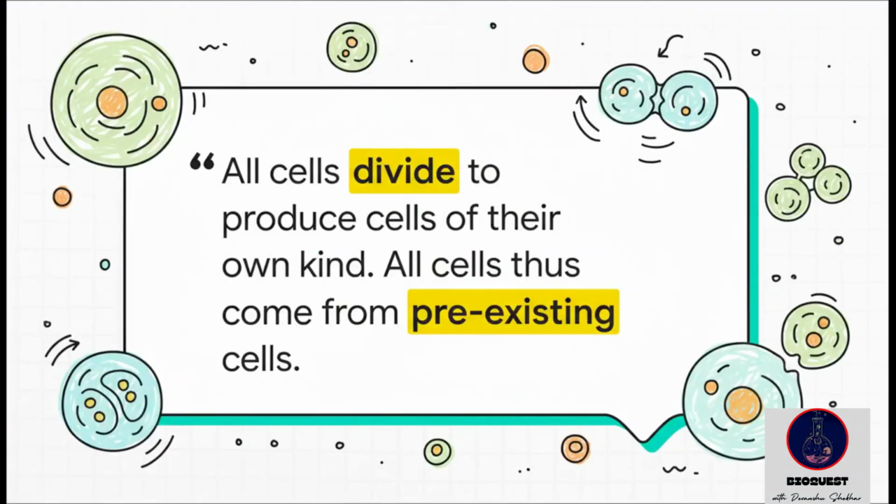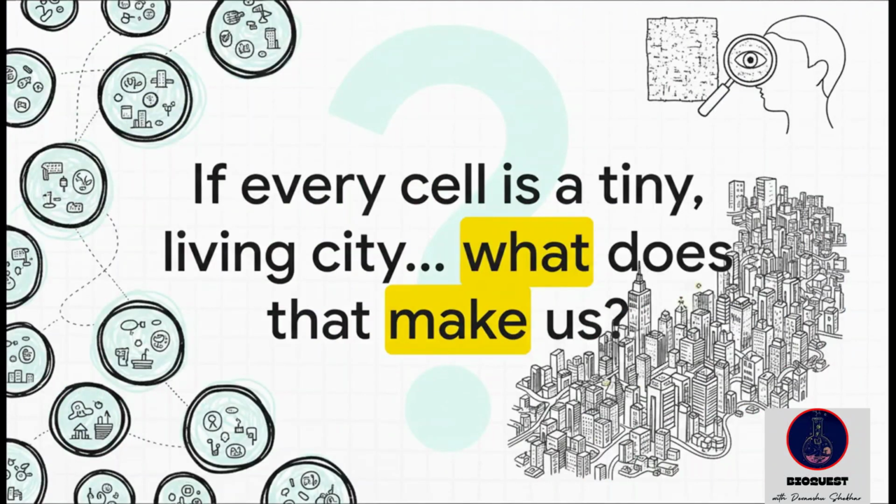And this amazing organization, it doesn't just sit there, it's constantly renewing itself. Just like Rudolf Virchow so brilliantly put it, all cells come from cells that already exist. Through cell division, life can grow, it can repair itself, and it can continue that whole incredible cycle. I mean, it's a pretty staggering thought, isn't it? If every single one of your cells is its own tiny living city, working in perfect harmony with trillions of others, what does that make us? A metropolis on an epic scale? And to think, it all started with one person, a simple lens, and a little piece of cork.